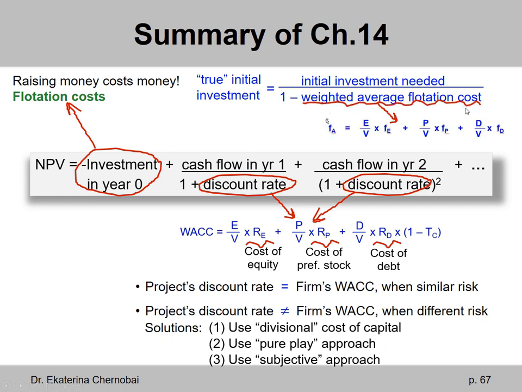The weighted average flotation cost combines the flotation cost for raising money from selling common stock shares, from selling preferred stock shares, and from selling bonds. So the three flotation costs for these three sources of financing may be different, and that's why we need to find their weighted average. So this is the summary of what chapter 14 was all about.